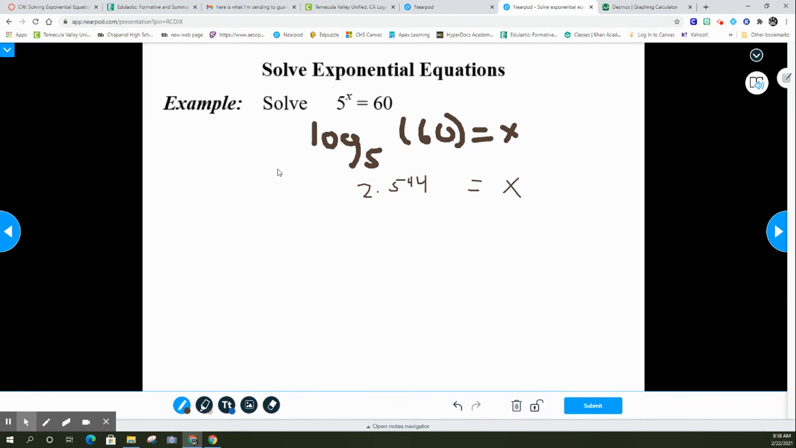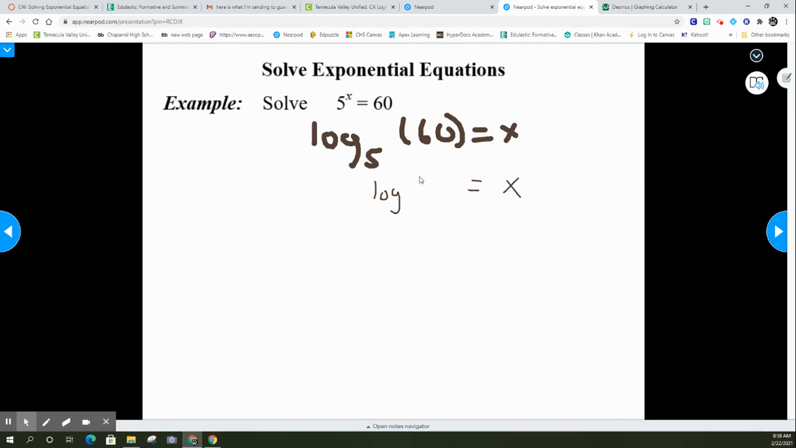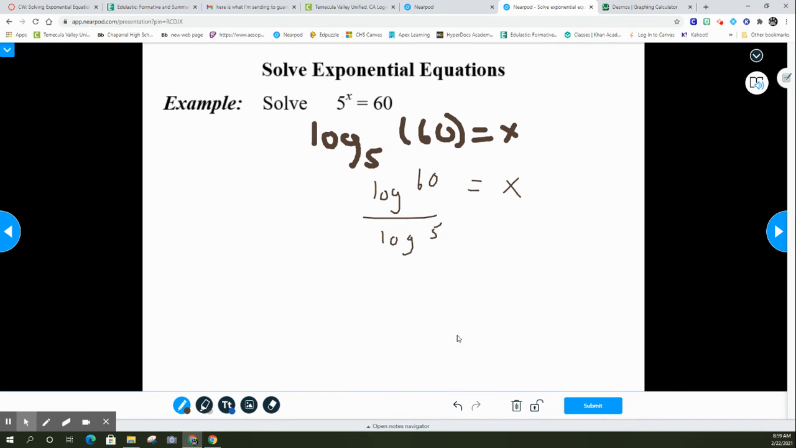And so there we go. And again, right, if your calculator does not do the base, we would have rewritten this as log 60 over log 5 and gotten the same answer. Okay, so if you were asked, right, for the exact answer, then you could leave it log base 5 of 60. You could rewrite it using the change of base formula.